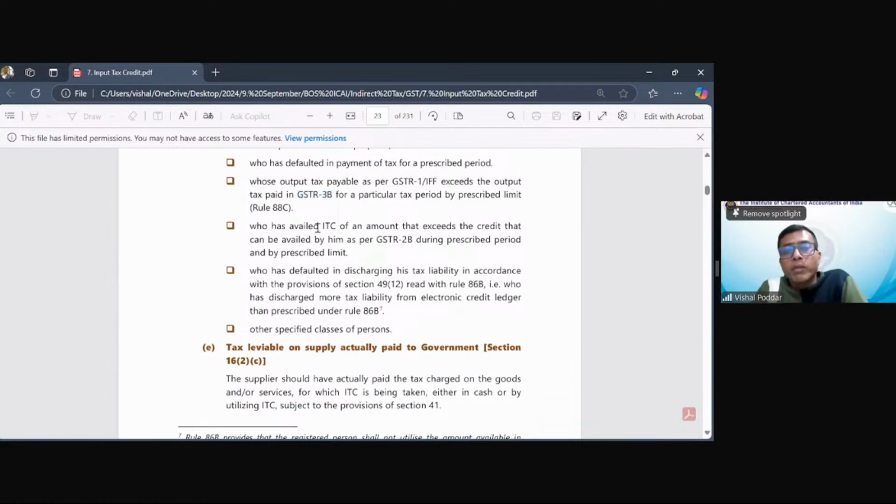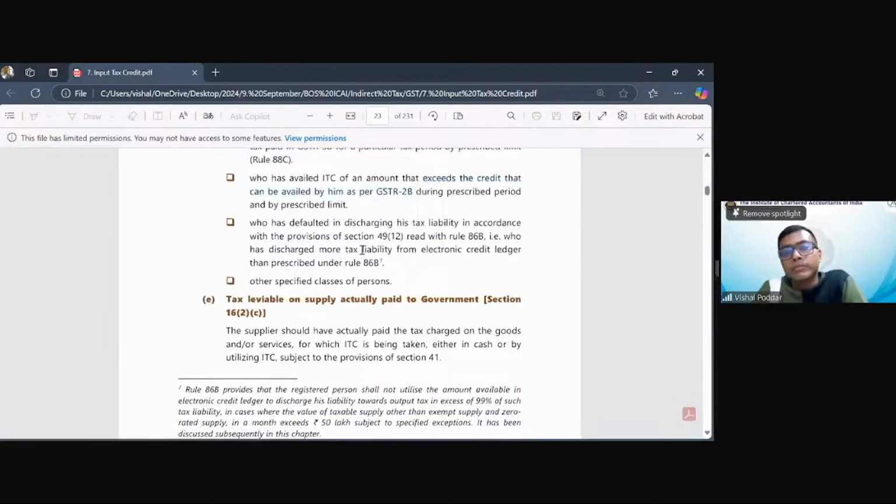Then, who has availed ITC of an amount exceeding what is appearing in his 2B. So the supplier is taking excess credit, more than what is appearing in his 2B. Again, you will not get credit from him. Or who has defaulted in discharging his tax liability in accordance with provisions of 49(12) read with 86B, that is, who has discharged more tax liability from the electronic credit ledger than prescribed. So he should be utilizing his credit ledger correctly. If he has wrongly utilized his credit ledger, still you will not get credit.